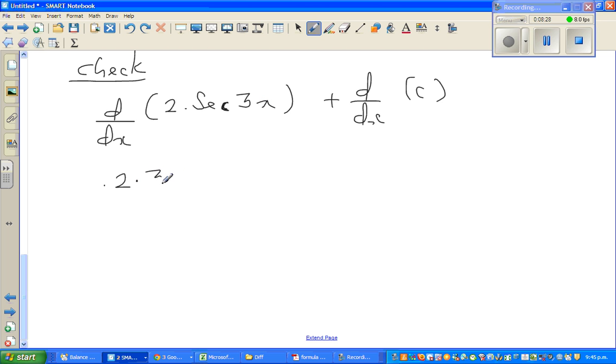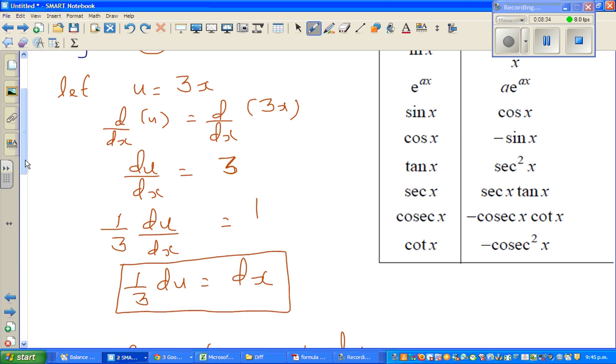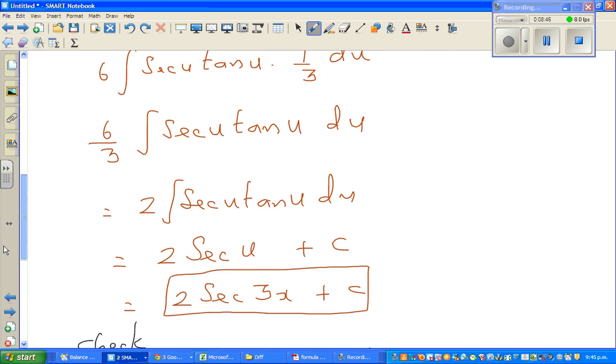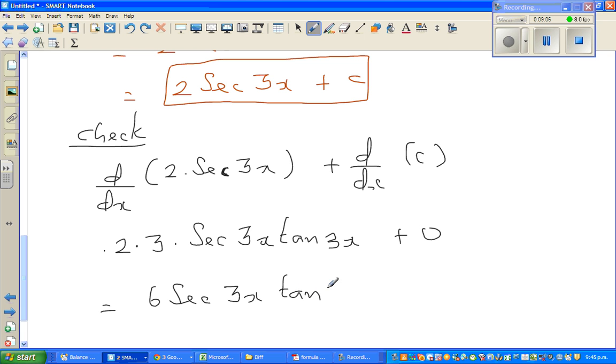The differentiation of the inside 3x is 3. So 2 times 3 times, sec 3x differentiates to sec 3x tan 3x, since sec x differentiates to sec x tan x. You have already taken care of the inside function. So that is 6 times sec 3x tan 3x, of course plus 0. And that is nothing but 6 sec 3x tan 3x. And this confirms that our integration is right.